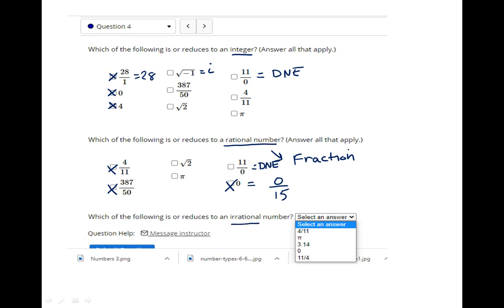We're looking for an irrational number here. Which of the following is or reduces to an irrational number? It's pi again.